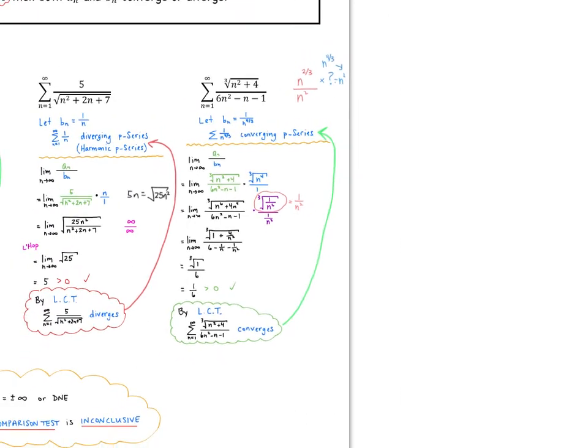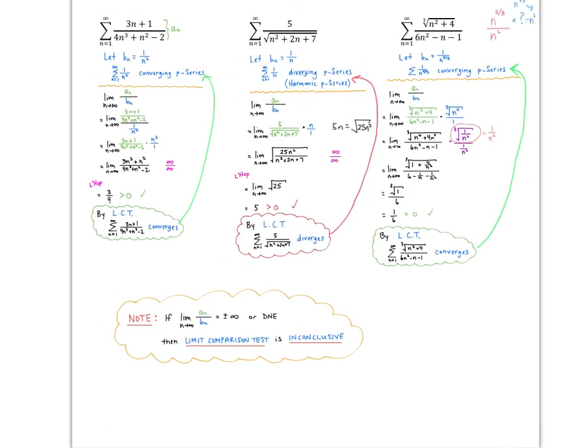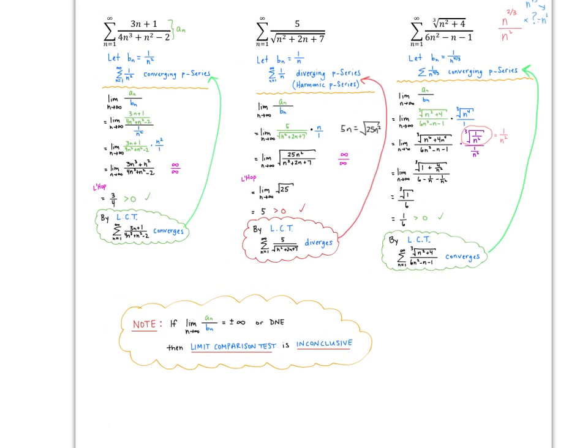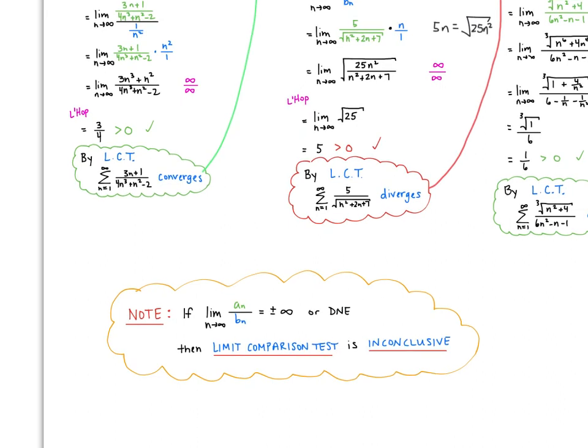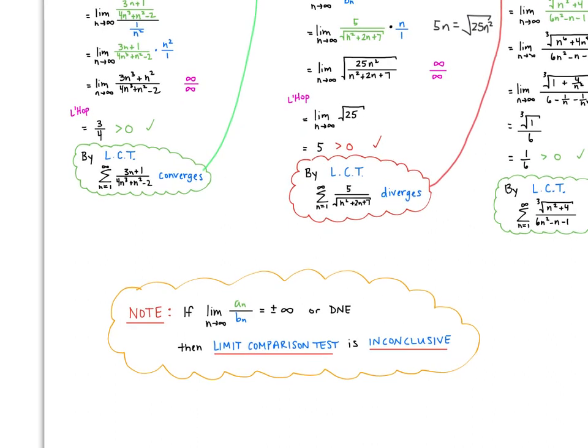Okay? One last note about the limit comparison test is that if the limit as n goes to infinity of an over bn is equal to plus or minus infinity, or it doesn't exist, then the limit comparison test is inconclusive and we have to use one of the other tests that we've learned so far.